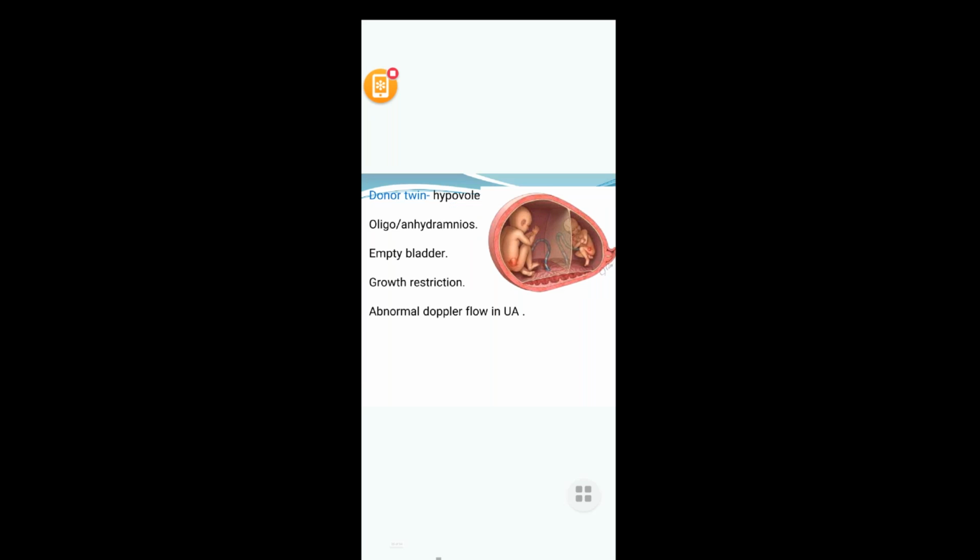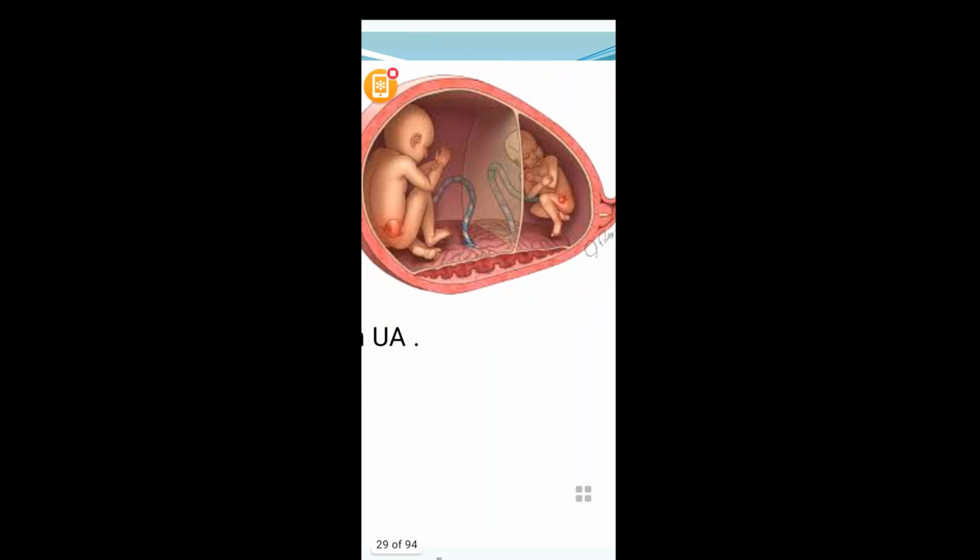The donor twin will be hypovolemic, with oligohydramnios and anhydramnios and an empty bladder. The red one in the baby is showing a bladder. Growth restriction will be there, that is intrauterine growth restriction, the baby being smaller than expected for the weeks of gestation. Abnormal Doppler will be seen in the uterine artery.